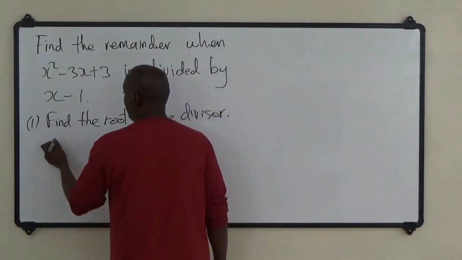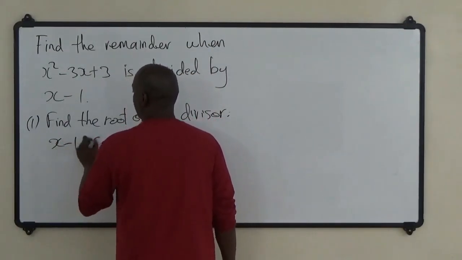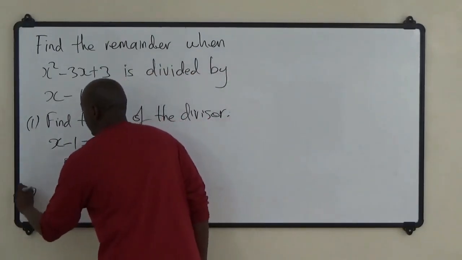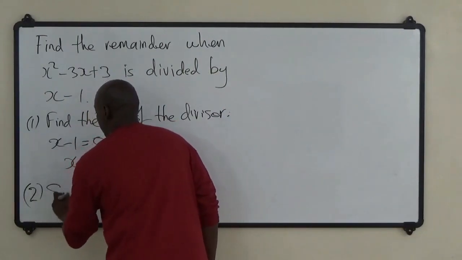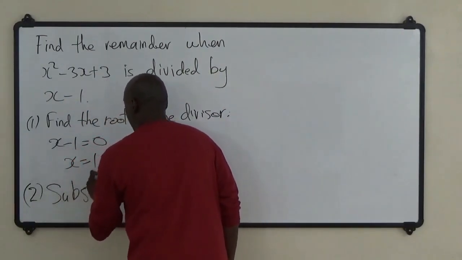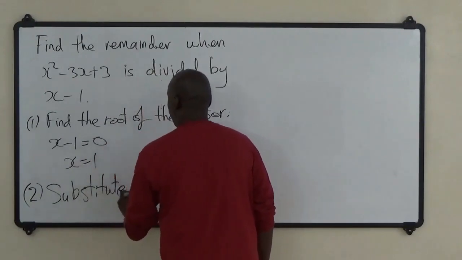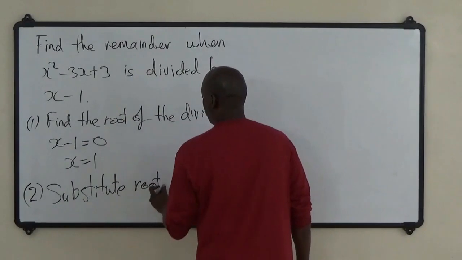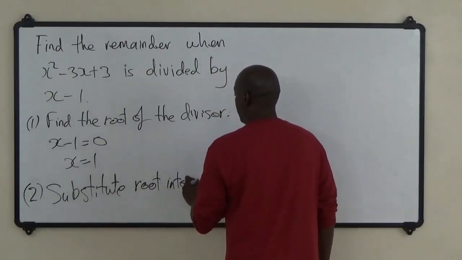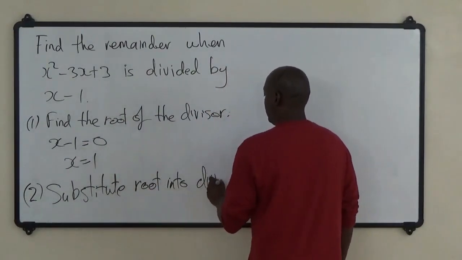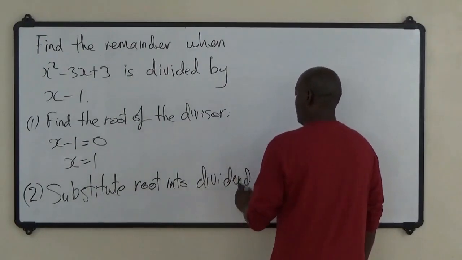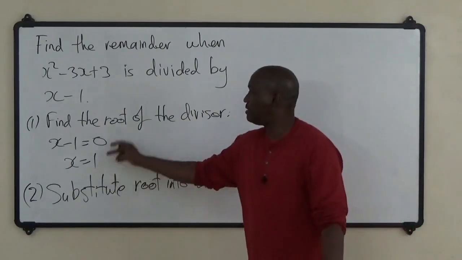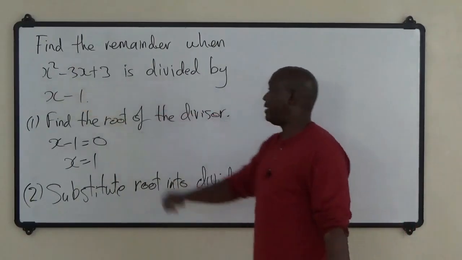So we put the equation down. X minus 1 is equal to 0, so therefore x is equal to 1. Step 2: substitute the root into the dividend. Remember, the dividend is the thing that is divided. In this case, the root was x equals 1, so we substitute 1 into our good friend here.